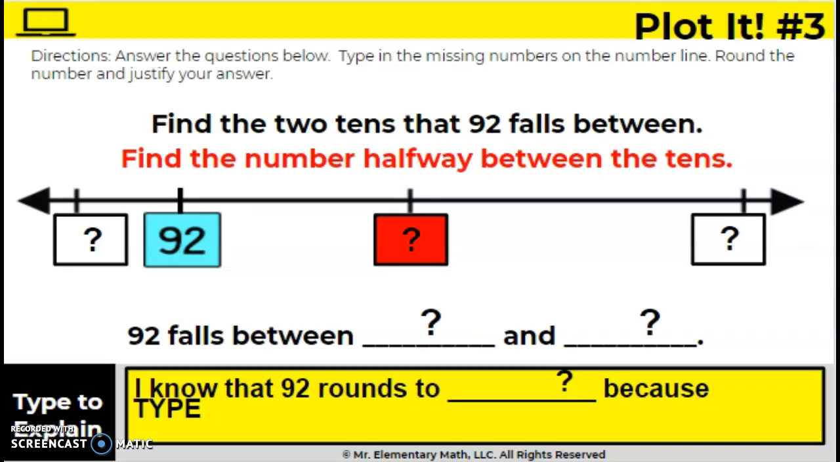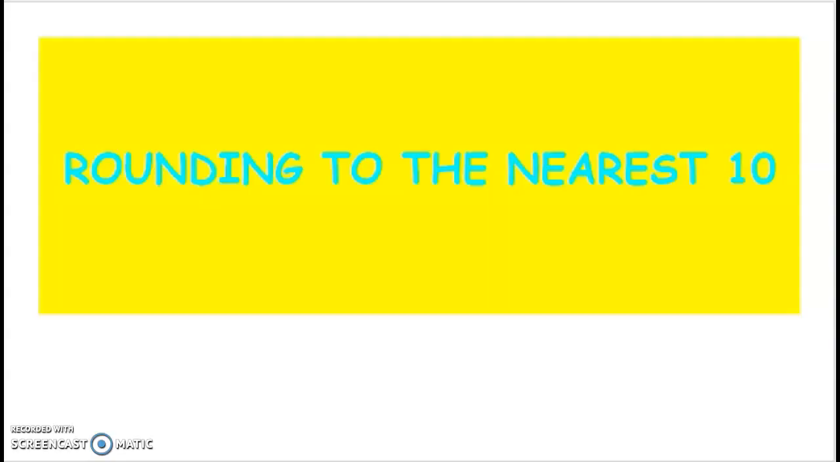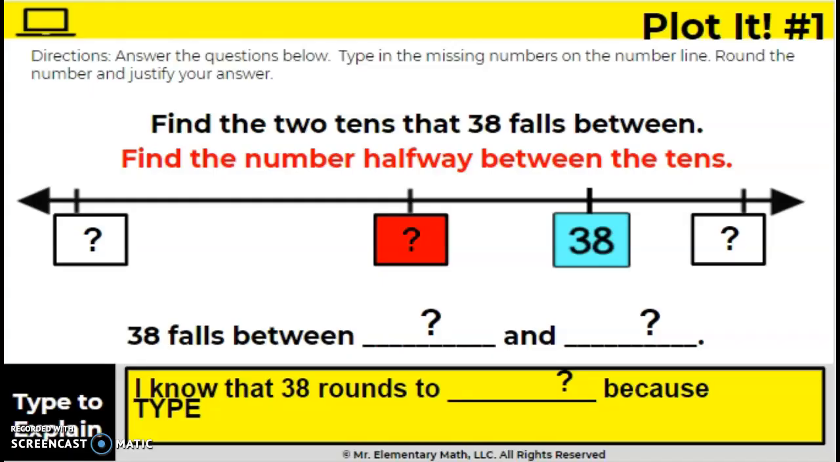And then you're going to have one more assignment for me, and that's going to be rounding to the nearest 10. You're only going to have 3 problems to do, but this is another one where it's interactive, and you can just click on it and put your answer in. This is the number line they're using.